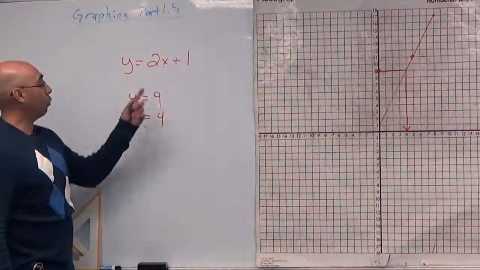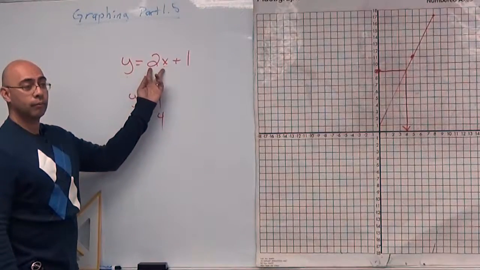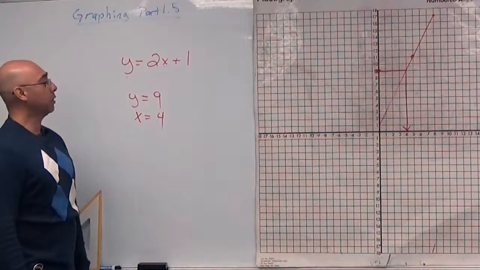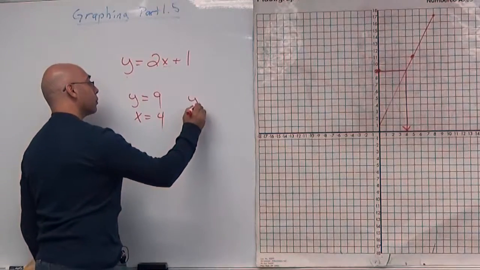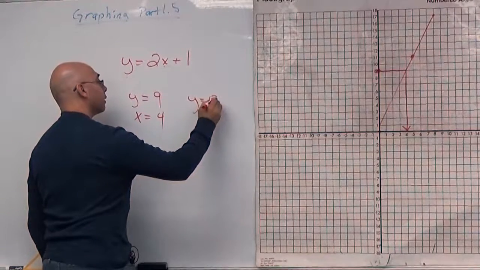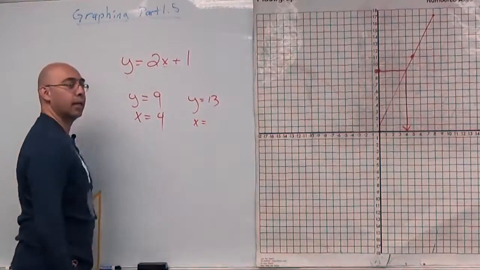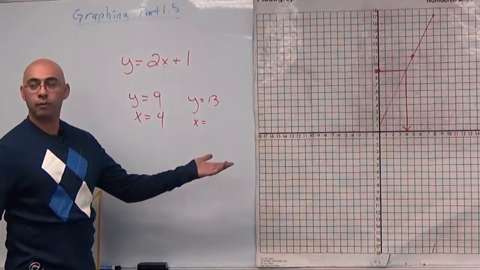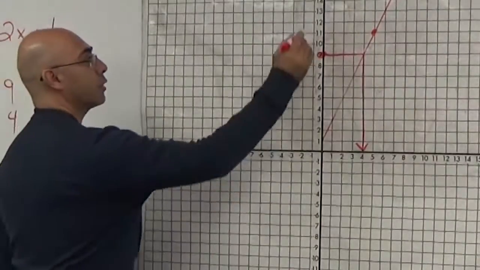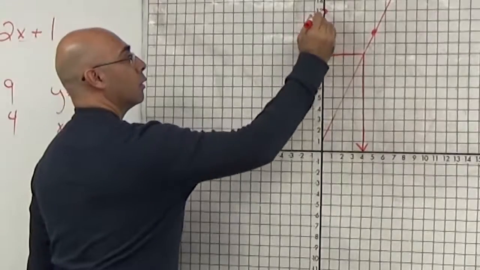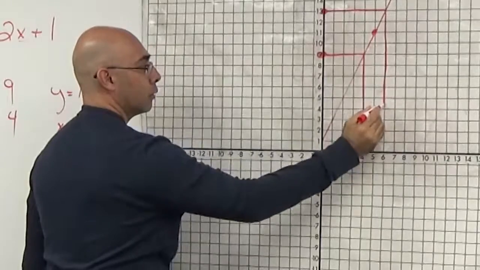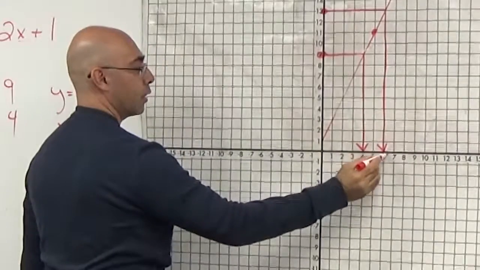And if you want to check, what's 2 times 4? 8. What's 8 plus 1? 9. Boom, wonderful. What if I said y was equal to 13? I want to know x. Somebody else, how would I do this one? Yes. You would go to 13, draw to the line, and then straight down, and you would get 6. 6. Shazam.